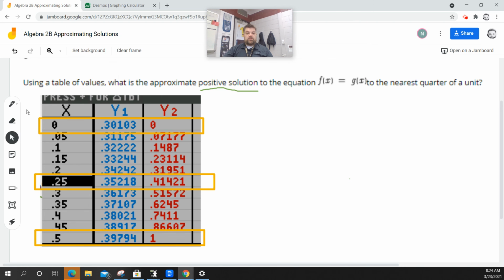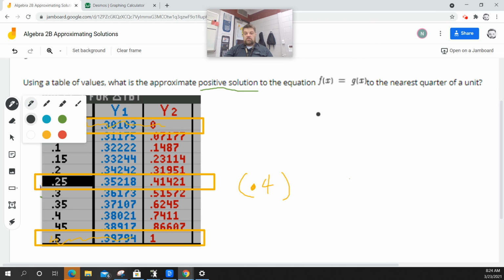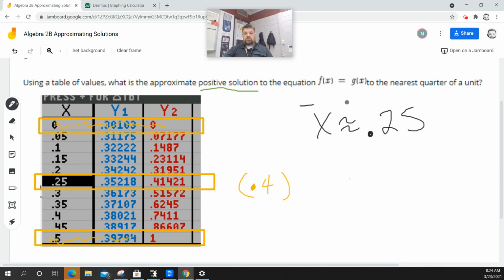Now, which ones are they the closest? Well, this one probably won't work because they're not that close at all. This one, they're not that close at all. This one, if I were to round this, both of these would round to about 0.4, right? Well, for the y value. So then what is the nearest quarter value? Well, they're the closest when x is approximately 0.25. And that is it.